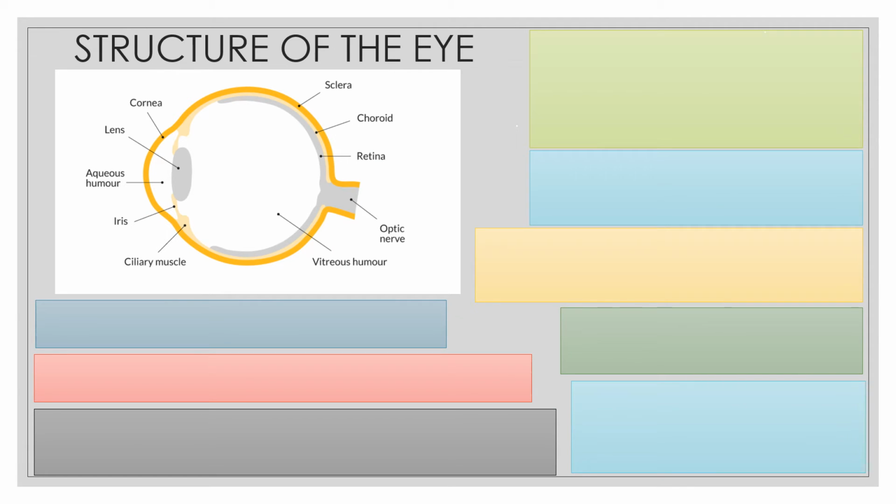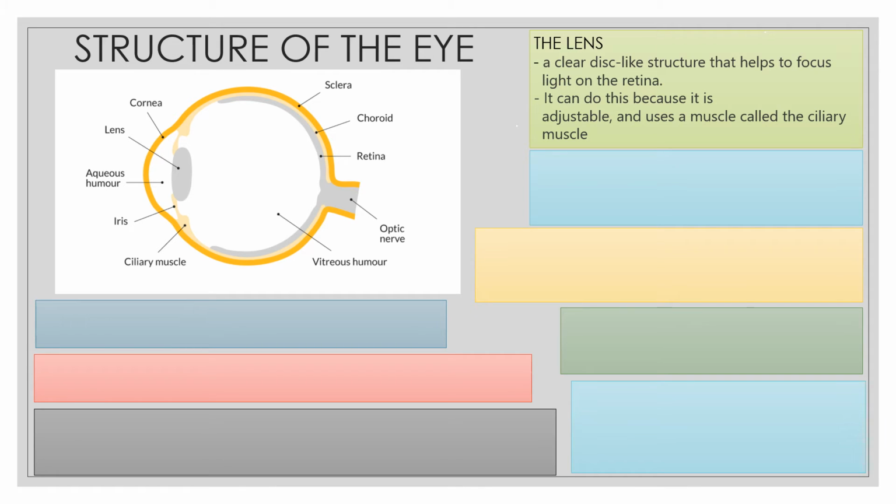Structure of the eye. As you guys can notice, the picture in this slide is more detailed than the one in the previous slide. So it has 10 labels: sclera, choroid, retina, optic nerve, vitreous humor, ciliary muscle, iris, aqueous humor, cornea, and lens. So what is the lens? The lens, a clear disc-like structure that helps to focus light on the retina. It can do this because it is adjustable and uses a muscle called the ciliary muscle.